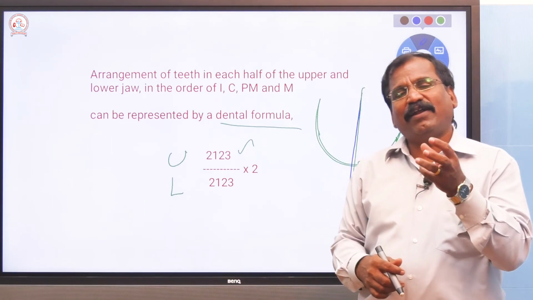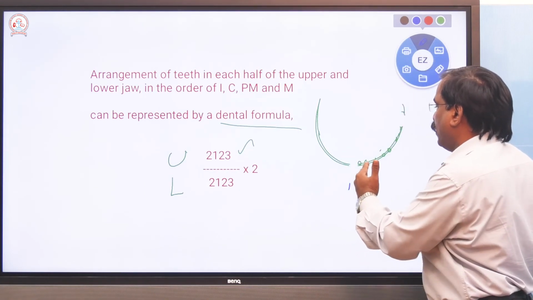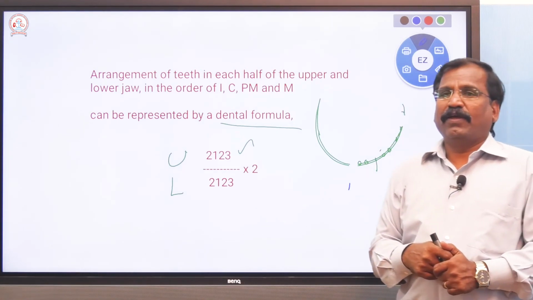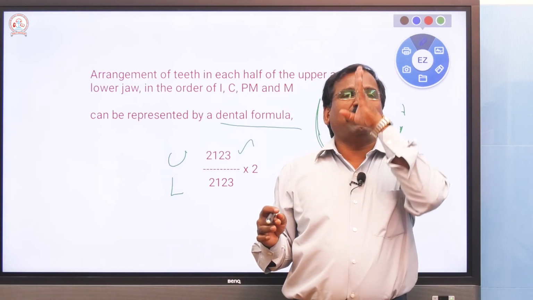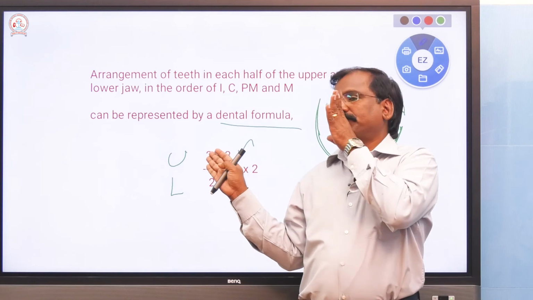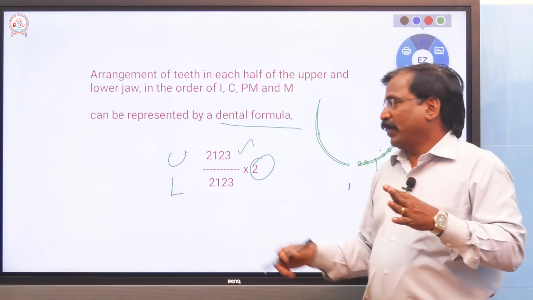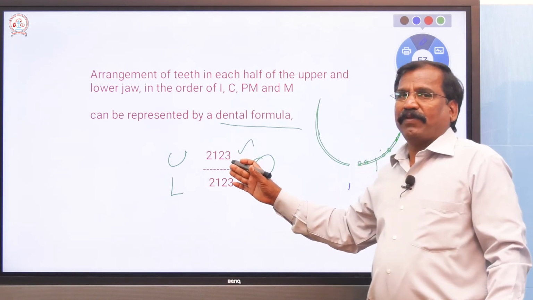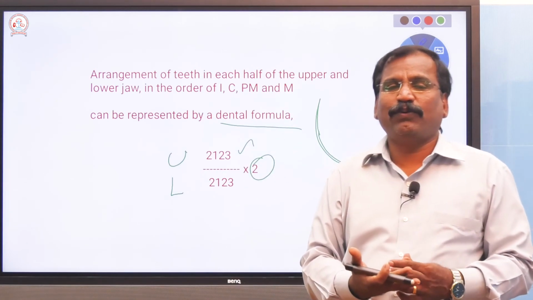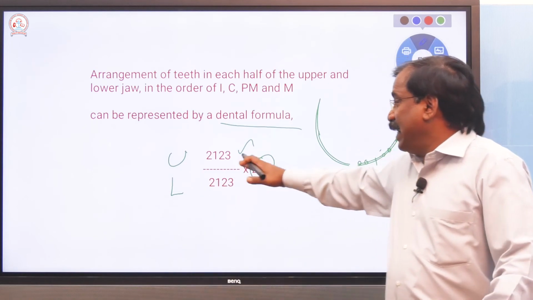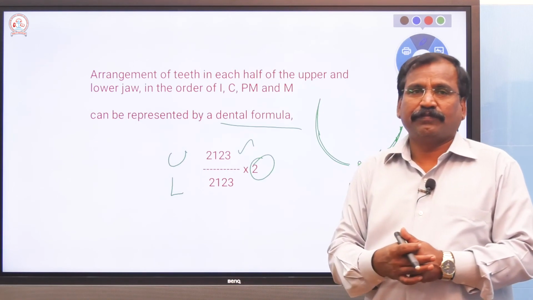ஓகே. அதனால் in order to shorten the formula, we are considering one half of either the upper or lower jaw. ஒரு half தான் பண்ணுறோம். இந்த அப்பர் லோயர் ஜாவில் ஒரு சைடு தான் நம்ம பண்ணியிருக்கோம். அதனால் multiply by 2, புரியுதுங்களா? அப்போ இது 8 வரும். 8 by 8 16, இன்டூ 2 32, 32 டீத் வந்துடும். இது தான் டென்டல் ஃபார்முலா. ஓகே, 2 1 2 3 இது டென்டல் ஃபார்முலா.